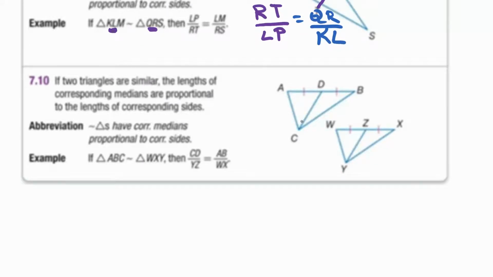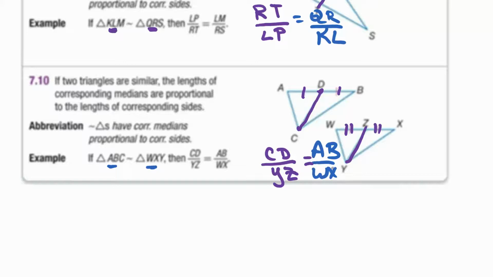The medians go from a vertex to the midpoint of the opposite side, and they are in the same proportion as corresponding sides. So looking at this picture, CD over WZ would equal, and we'll pick a set of corresponding sides, let's pick AB and WX, AB over WX.